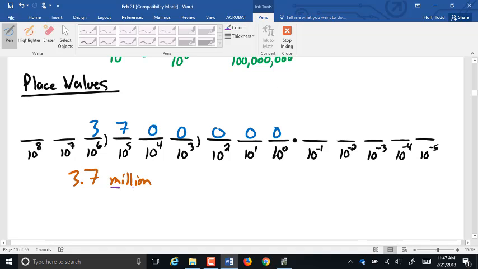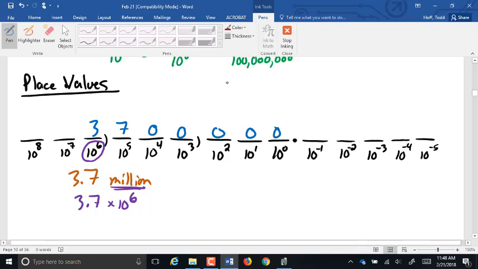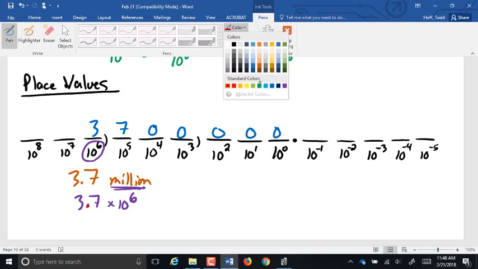Rather than saying the word million there, we could actually abbreviate it by using its place value as a power of 10. 3.7 times 10 to the power of 6, or 10 to the 6th. So as you probably have guessed by now, that is where our scientific notation comes from. We are abbreviating our numbers by naming the first digit. So we take our first digit and put that in front of the decimal point, and then we name its place value.